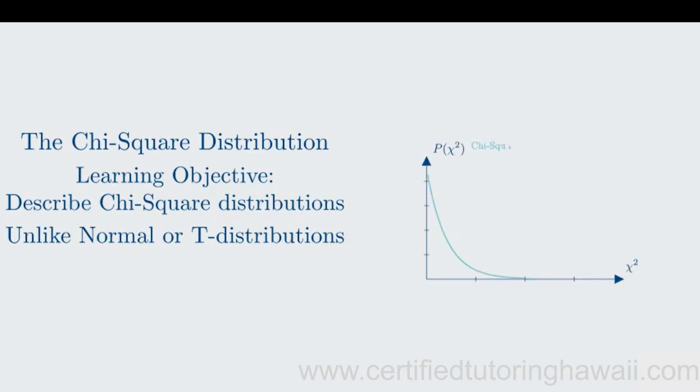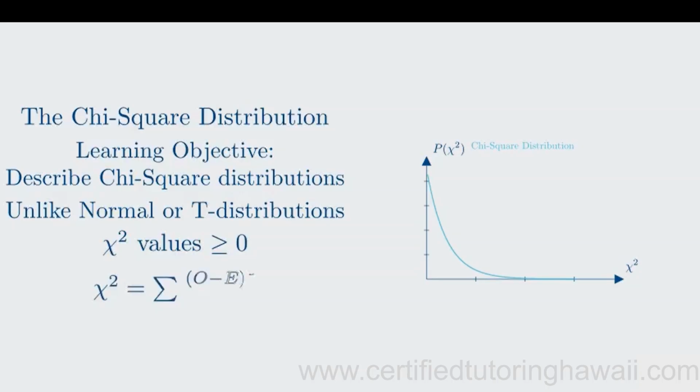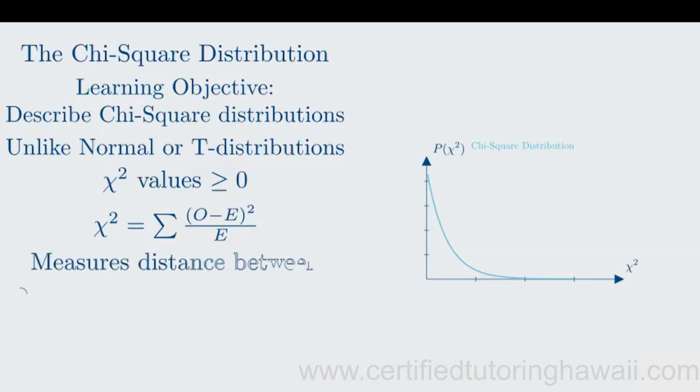First, chi-square values are always positive. This is because the chi-square statistic is calculated by squaring the differences between observed and expected counts. Since we are squaring numbers, we can't end up with a negative value. The chi-square statistic is the sum of the observed minus expected squared, divided by expected. The chi-square statistic measures the total distance between what we actually saw in our data, the observed counts, and what we would expect to see if the null hypothesis were true.